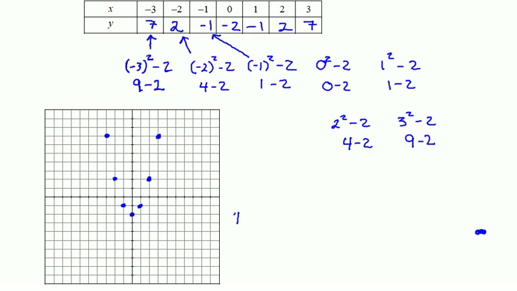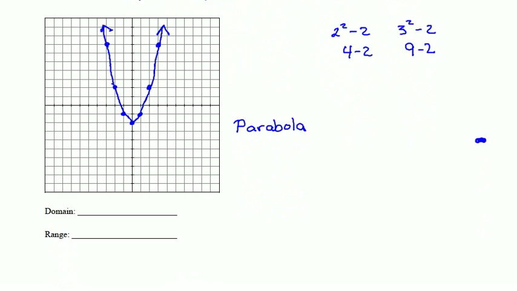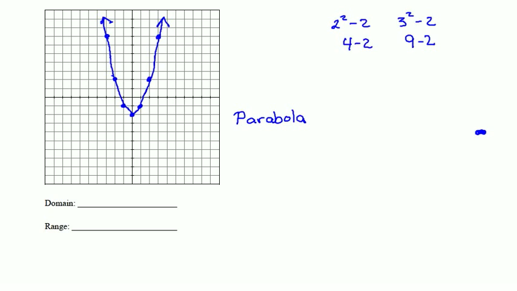It looks like my shape is a parabola. And all I need to do now is connect the dots to get an approximate graph of the whole function. Okay, so we have our parabola, and we're also asked to find, based on this graph, the domain and range of the equation. Now, I'm going to choose to do the range first because I think it's a little bit easier on these parabolas.